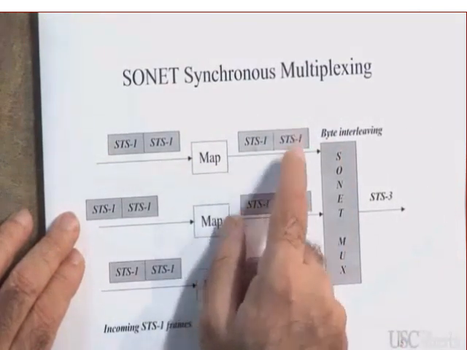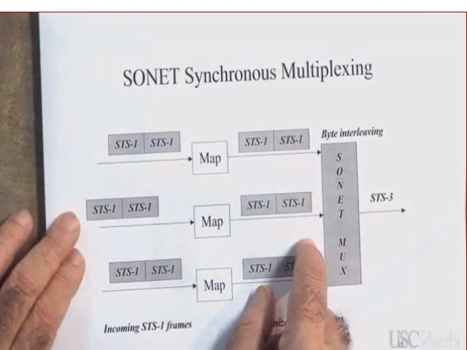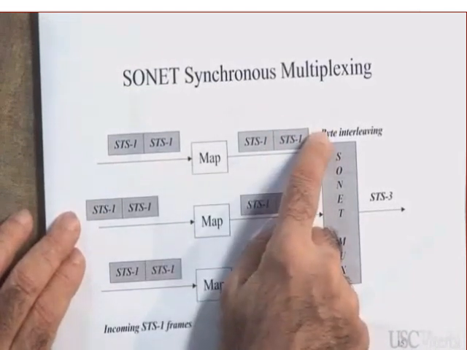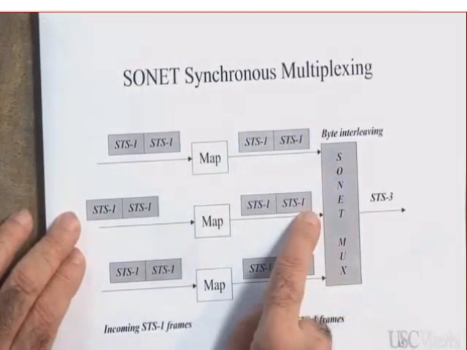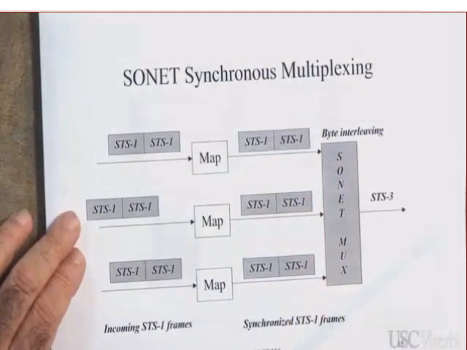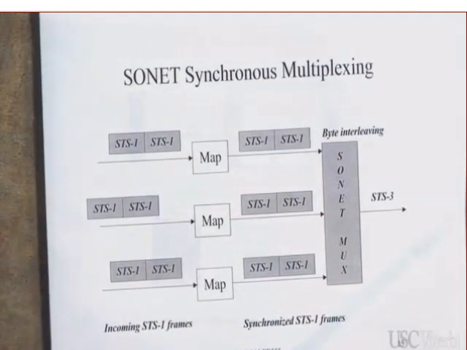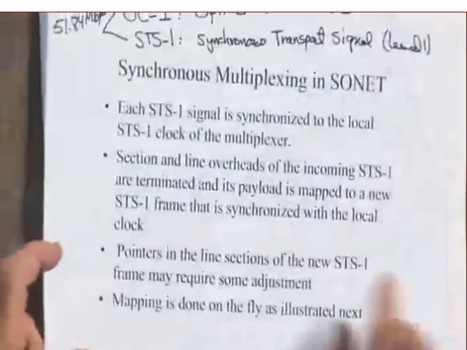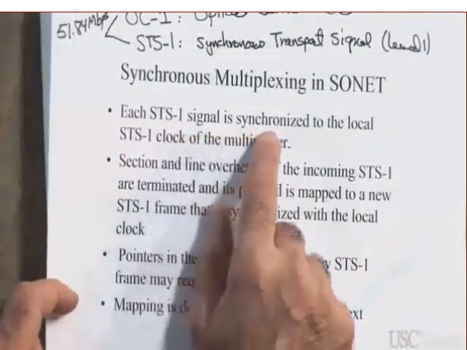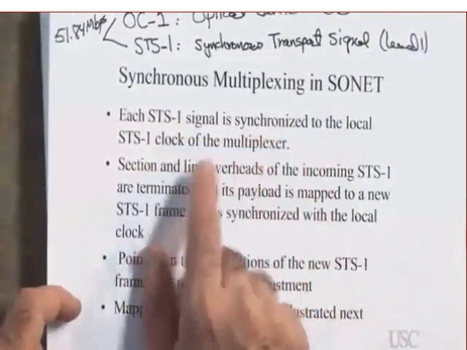It will take one byte from here, one byte from here, one byte from here. Then what does it do? It goes and takes what? One byte from here, one byte from here, one byte from here, and so on and so forth. Clear? Okay, good. So each STS signal is synchronized to the local STS1 clock of the multiplexer.